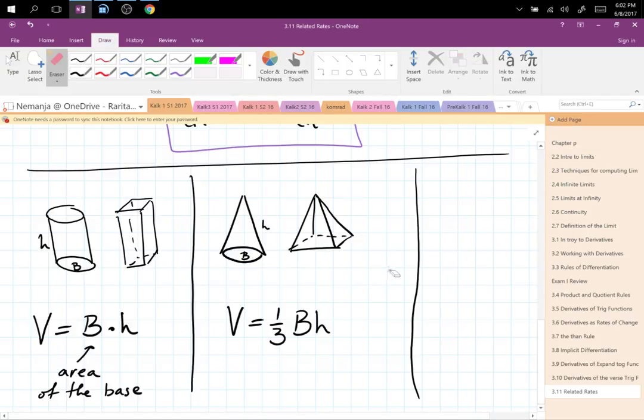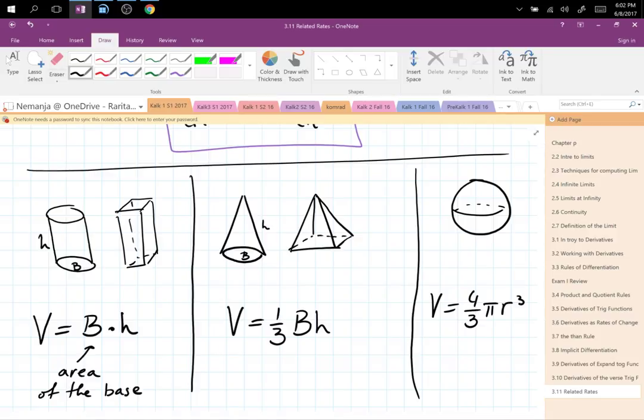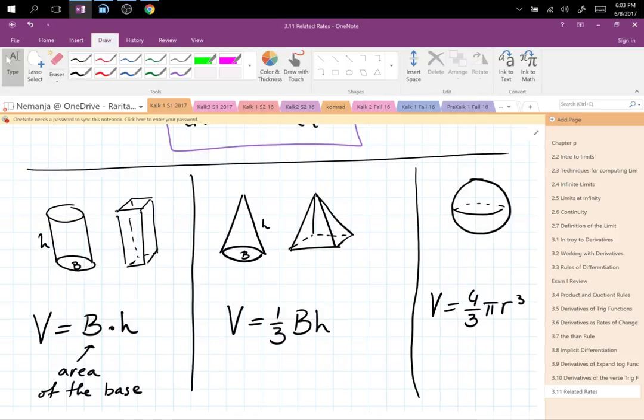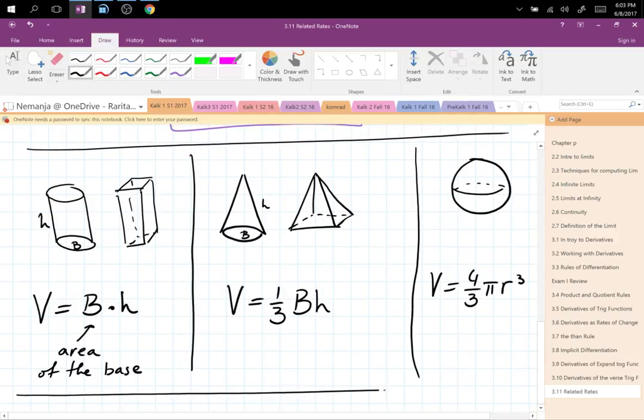The last category contains only one object, and that one object in the last category is the sphere, a ball. It's the only one in its category, and the volume for this you are memorizing as 4/3 pi r cubed, where r is obviously the radius. So this table over here contains everything you need to know for volumes.